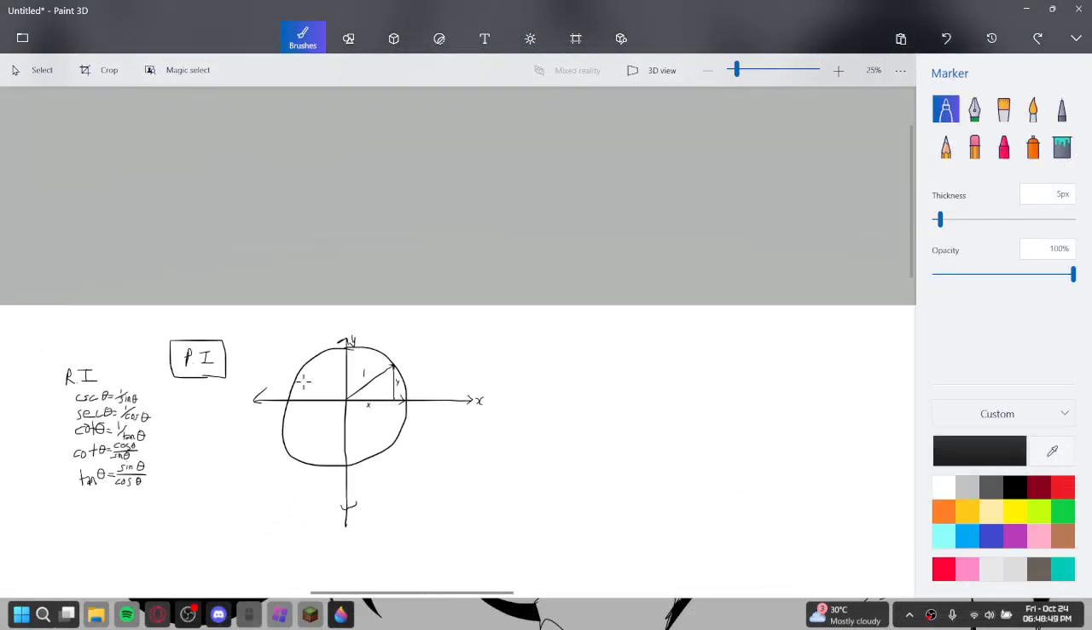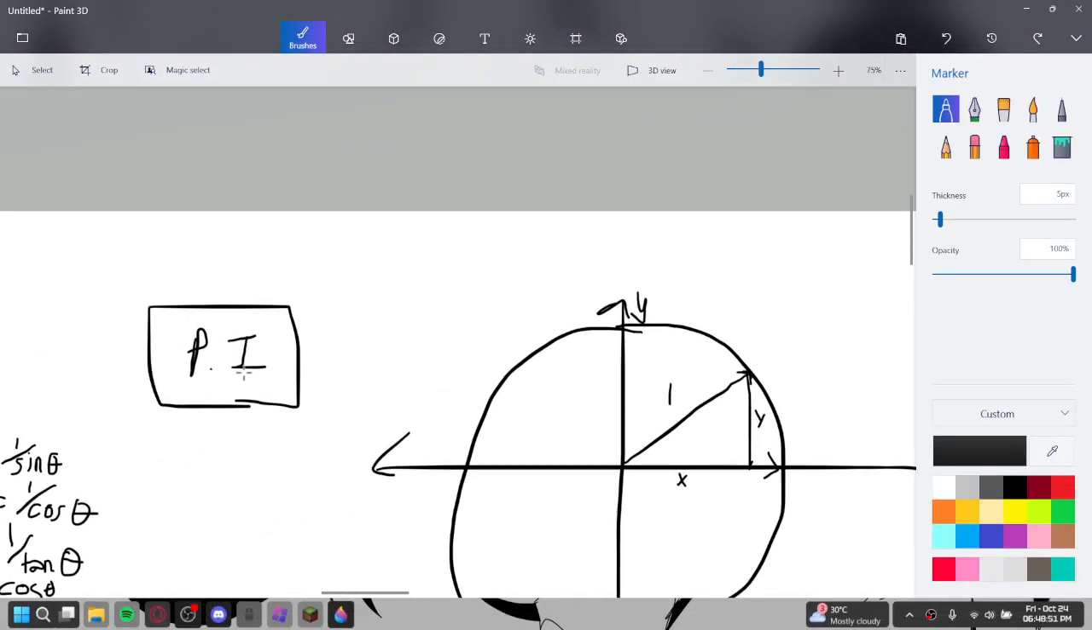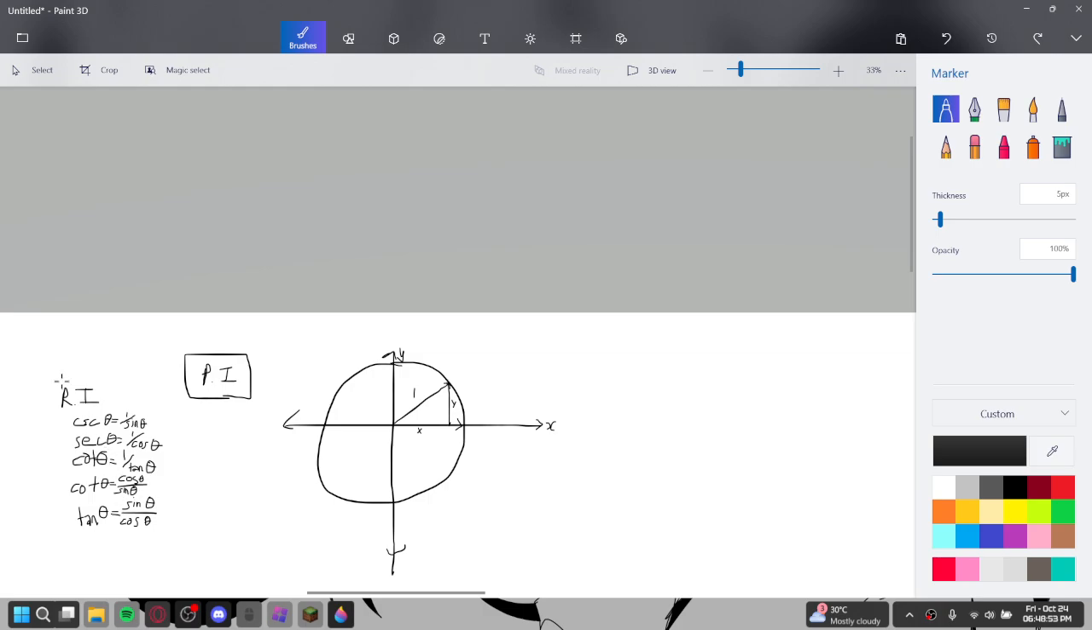Alright, it's going to be part 2. We're going to be doing the Pythagorean identities since we abruptly cut off at the reciprocal identities.